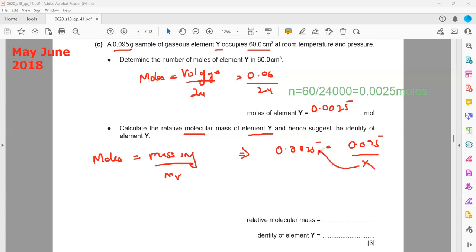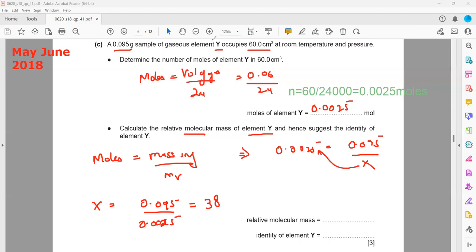We cross multiply. So the molar mass is equal to 0.095 divided by 0.0025. What's the answer for this? The molar mass is 38. So we identified 38.